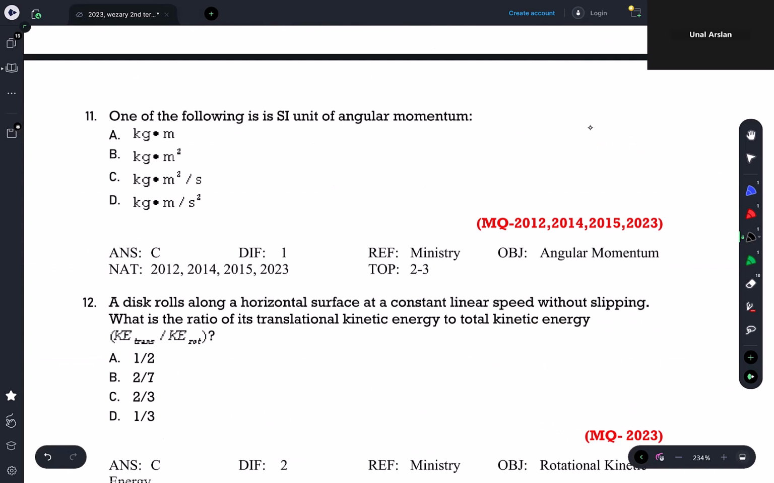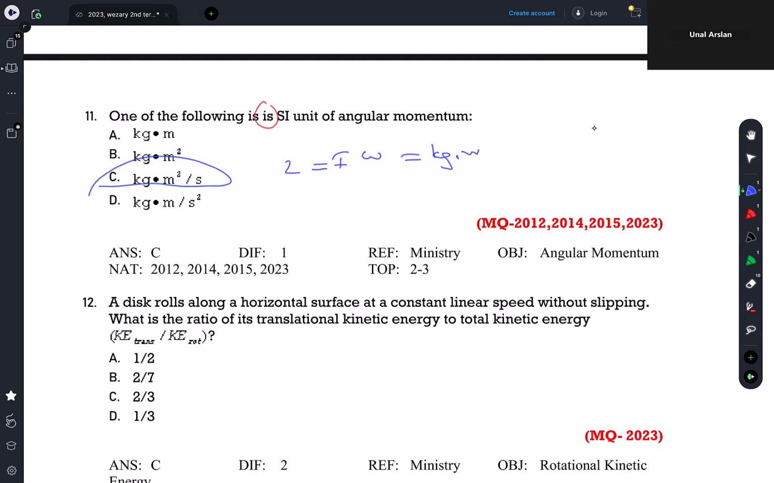And question number 11: which one of the following is an SI unit of angular momentum? SI unit of angular momentum, kilogram times meter divided by second. So we know angular momentum is I times omega. I is kilogram times meter squared. Omega is radian per second, but radian has no dimension. We don't write radian in combination with the other units. We just write 1 over second, so it's kilogram meter squared per second.